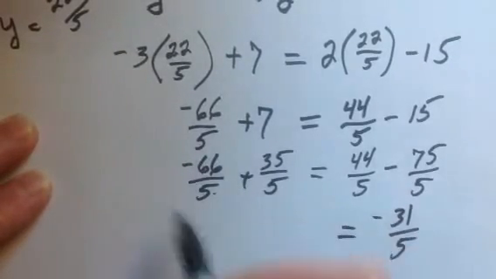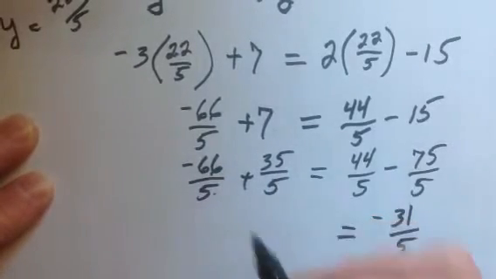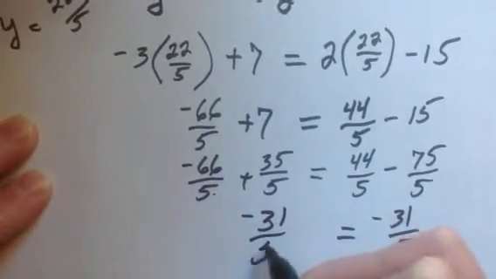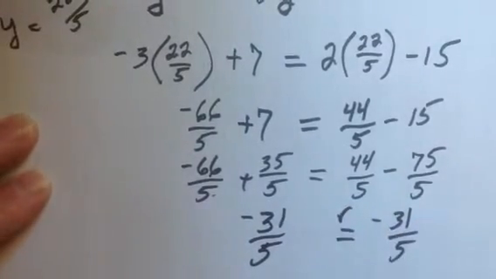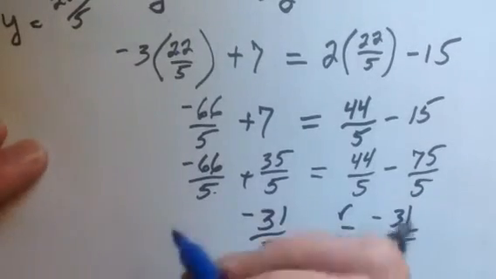And on this other side of the equation, we're going to get negative 66 plus 35. Looks like 3 and 1. Looks like a negative 31 over 5. So indeed, they are equal. And so the ultimate answer here is true.